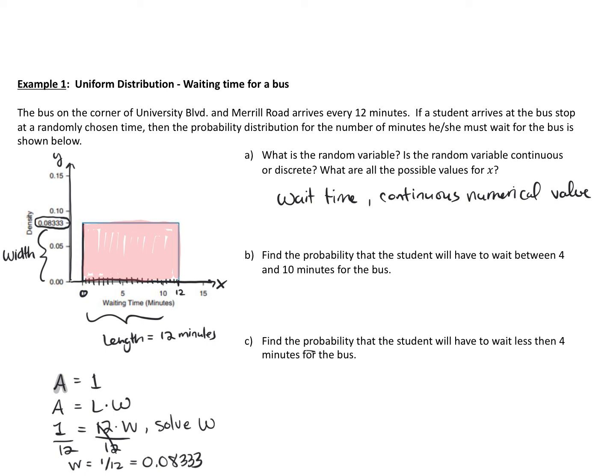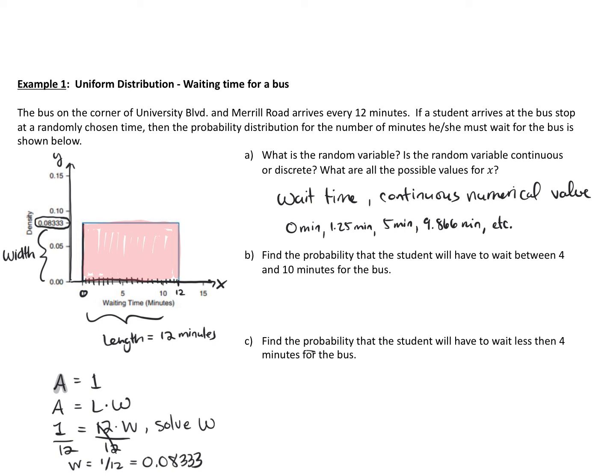between 0 and 12. So that includes whole minutes, half minutes, right? So for example, some possible outcomes could be you wait 0 minutes, or you wait 1.25 minutes, or you wait 5 minutes, or maybe you have to wait 9.866 minutes, etc. Okay, so what are all the possible values for x, which represents the wait time?